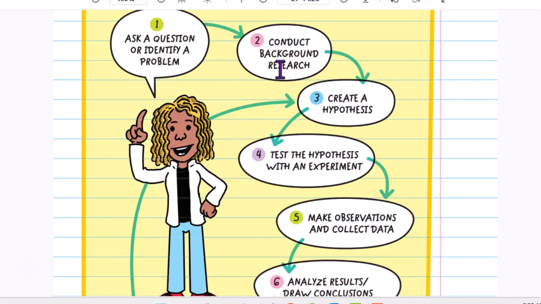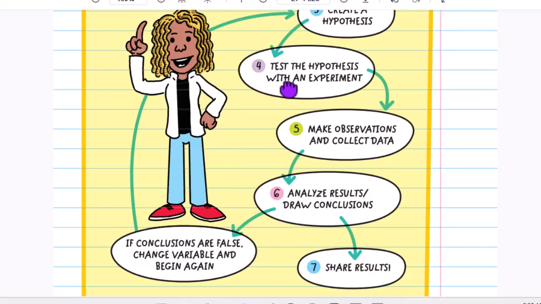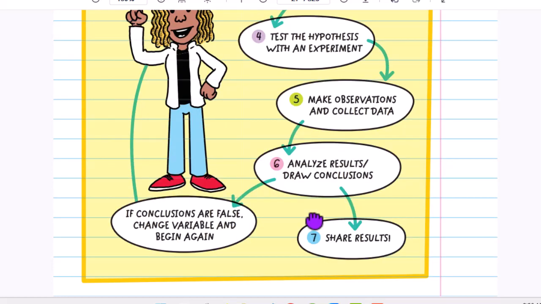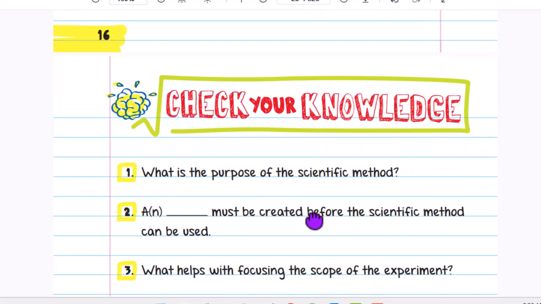Conduct background research, create a hypothesis. After that, test the hypothesis with an experiment, make observations and collect data, analyze results. If conclusions are false, change variables and begin again. Share the results.